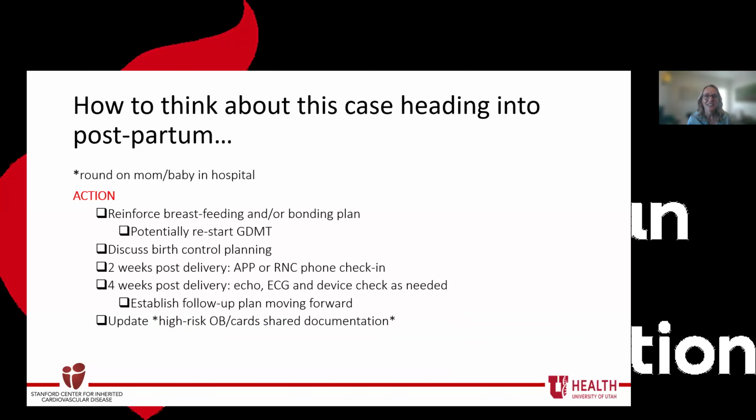discussing possibility for future birth control preferences and planning is an important part of the documentation and communication in the second and third trimester. And then how do we think about this case through L&D and postpartum? We talk about rounding on mom and baby in hospital, again, reinforcing breastfeeding and bonding plan. And if needed at this point, we're talking about potentially needing to restart GDMT and the timing of doing that and how it may affect breastfeeding and bonding. We discuss birth control planning. And we have a 2-week, similar to Utah, 2-week post-delivery checkpoint by phone or video, and then a 4 weeks post-delivery, update that echo and EKG or a device check and visit with the team.